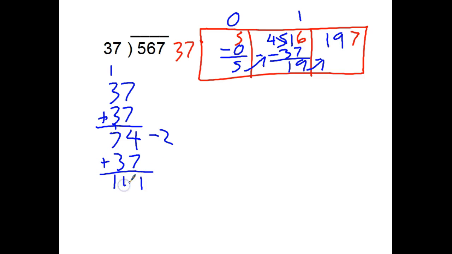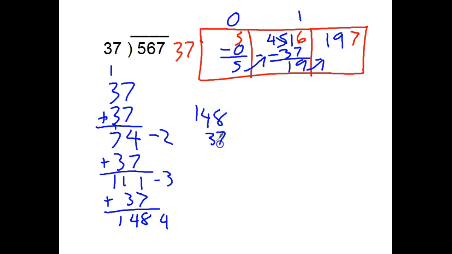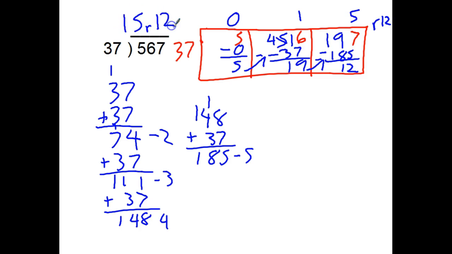37. Give me 111 for 3. Try and get to 197. Keep going. 148 for 4. Keep going. 185 for 5. That's probably going to do it. 185. And when I subtract, I got 12 left over. So my answer is 15, remainder 12. So box it up does work also when we're doing the 2-digit divisors.